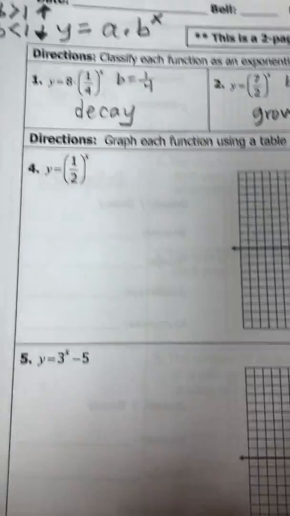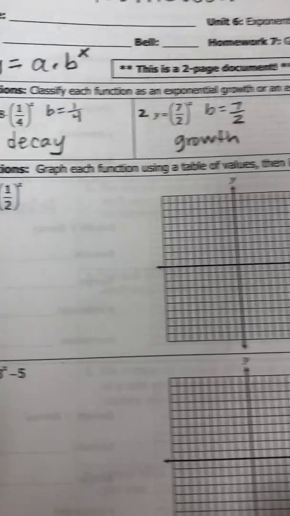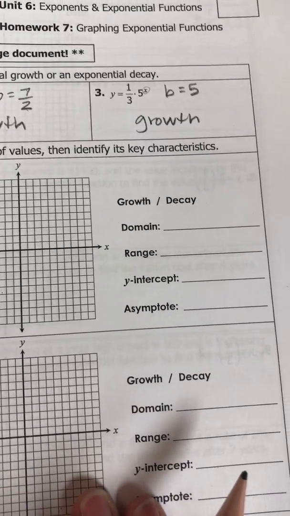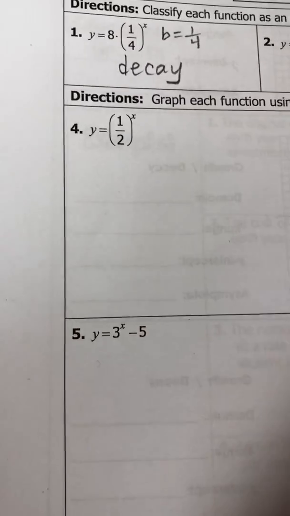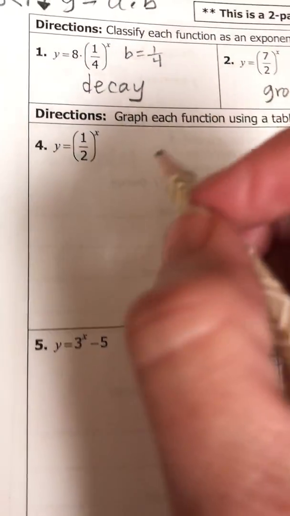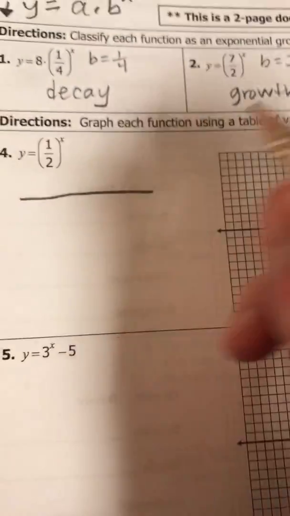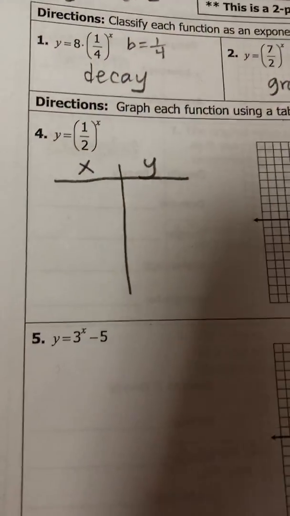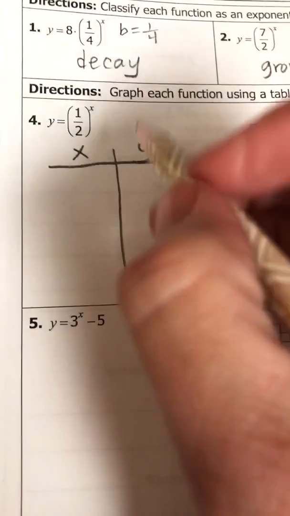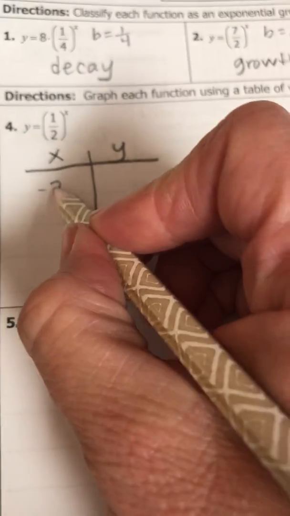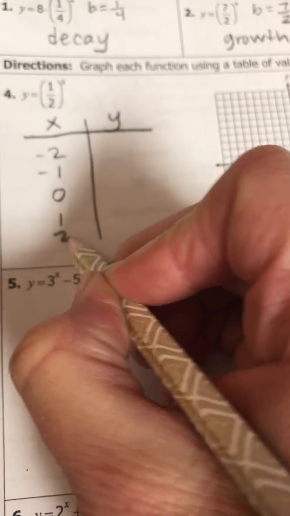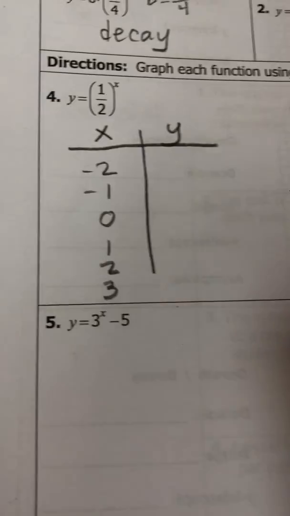So down here, now I'm going to start graphing these functions using a table. So function table. And then I'm going to identify the characteristics over here. So let's go over here. I'm not going to do all of these, but I'm going to do what I can. So right here, I'm going to make a function table. So I have an x and y value. So what this means is I'm going to choose some values for x, and you're going to see that I always choose the same values.